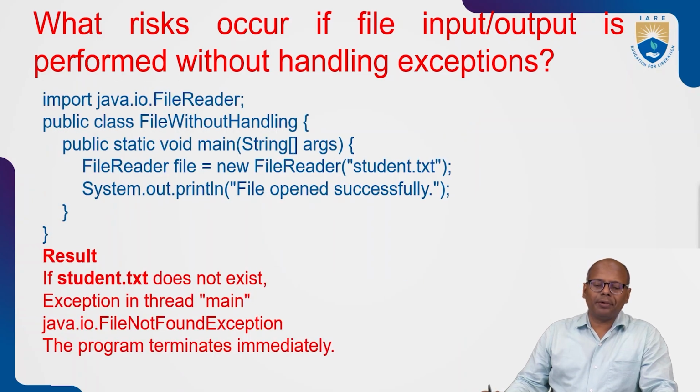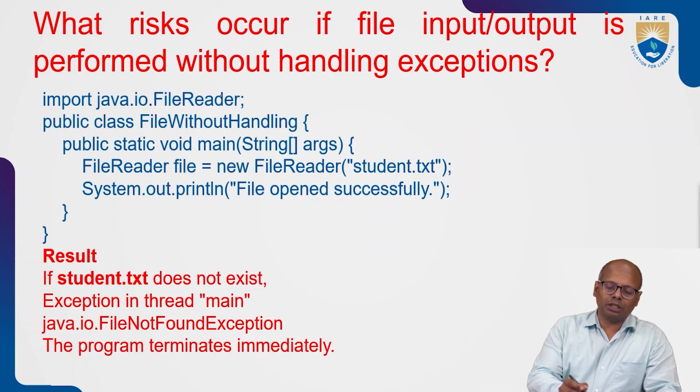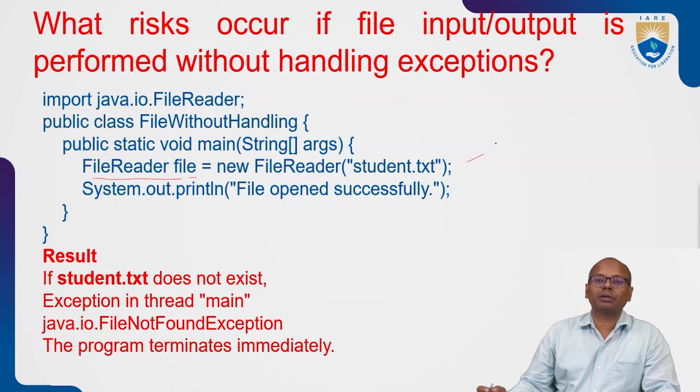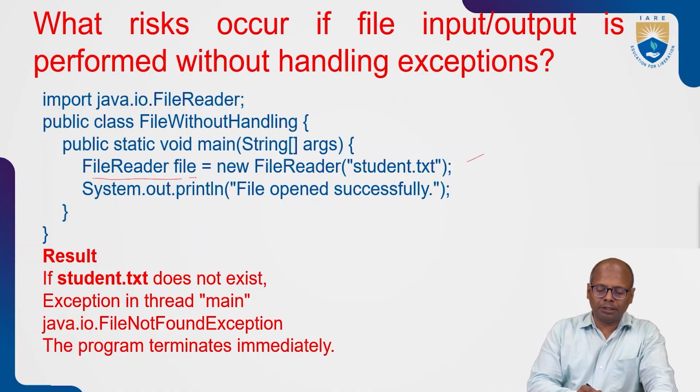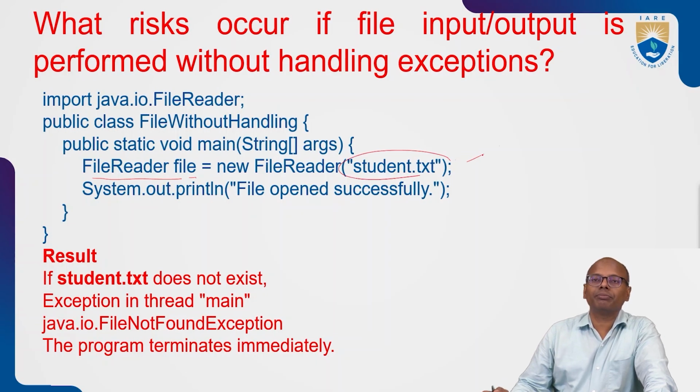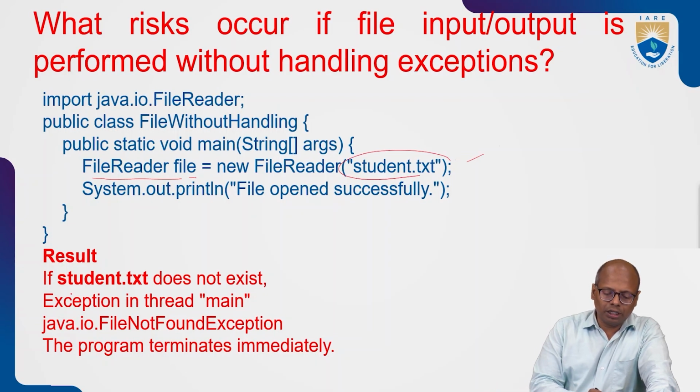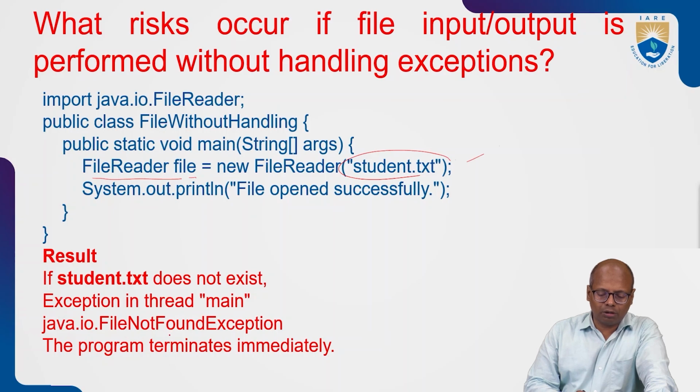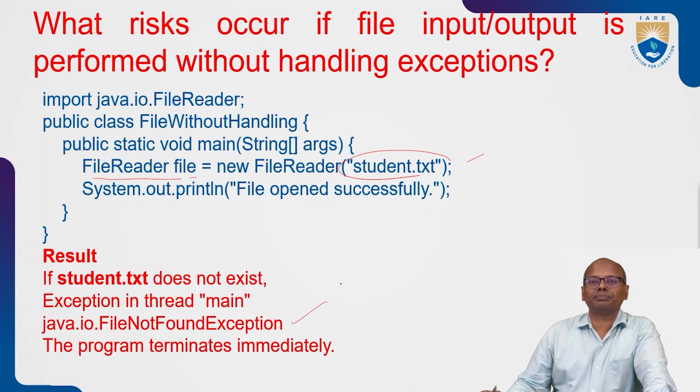Now this is one example. Suppose I am reading from a file, using a new FileReader. I am trying to read some file, and this file does not exist. So if the file doesn't exist, the exception "Exception in thread main java.io.FileNotFoundException" will come. Here I did not write any exception handling mechanism on my own.